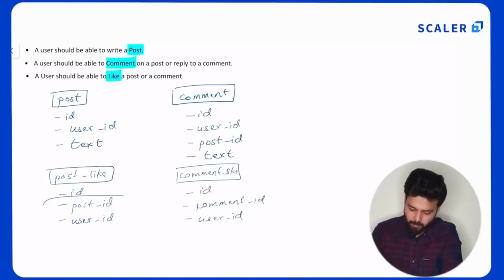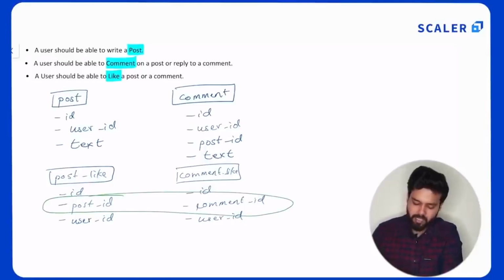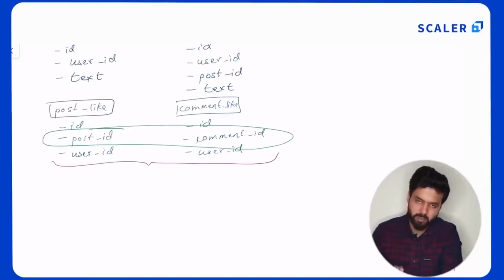If you notice here, the post ID and comment ID are basically the entity IDs that this like is made on. So for example, in post like, the entity was post. In comment like, the entity was comment. We can club these 2 tables together, similar to what we saw in educational and company. Combined table will look something like a like.